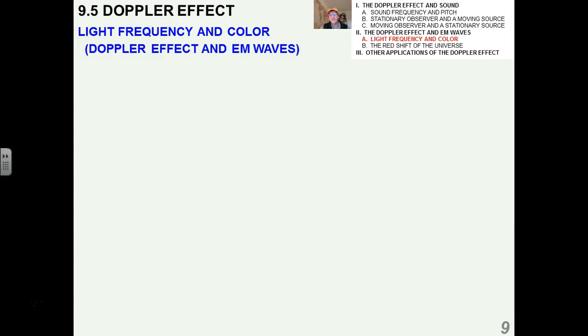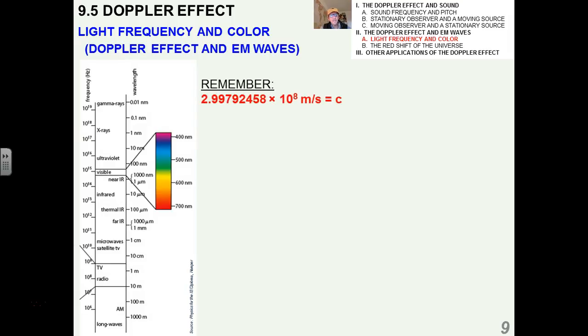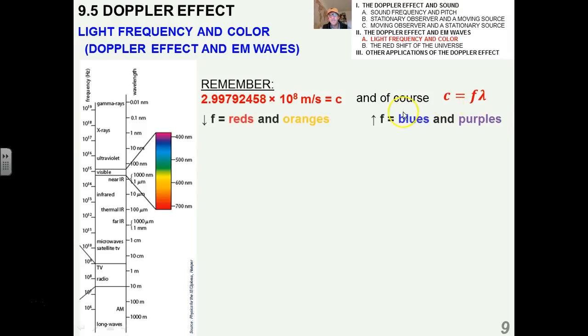Cool. Now, I want to talk about light frequency and the Doppler effect for light, okay? All right. You guys know about the electromagnetic spectrum. You know that light is a very small sort of band in the overall electromagnetic spectrum. You know that the speed of light is approximately 3 times 10 to the 8 meters per second. And by the wave equation, this equals f lambda, okay? Lower frequency of light gives us reds and oranges, and higher frequencies give us blues and purples, okay?